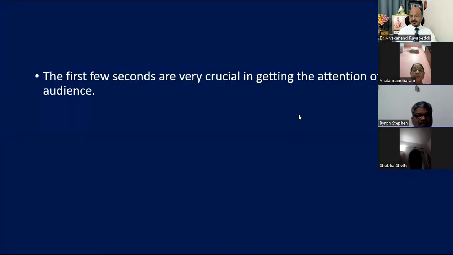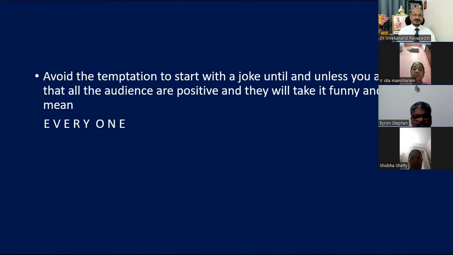The same principle is applicable to any story that you read, any novel that you read, or any audio podcast that you listen to. The same is the case with public address also. When you are giving a speech, the information you are sharing is of course important, but more than that, how you are beginning your presentation is more important. So always ensure to start with very interesting aspects, and the first few seconds are very crucial in getting the attention of the audience.